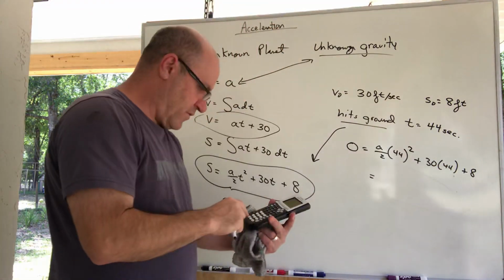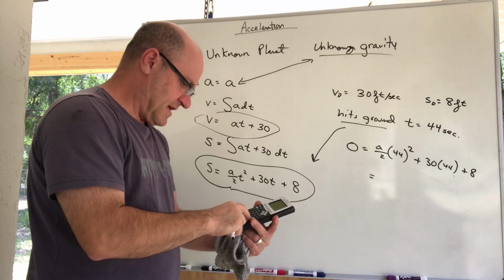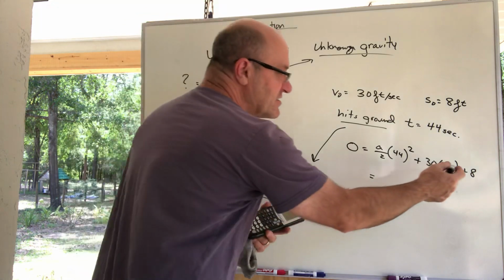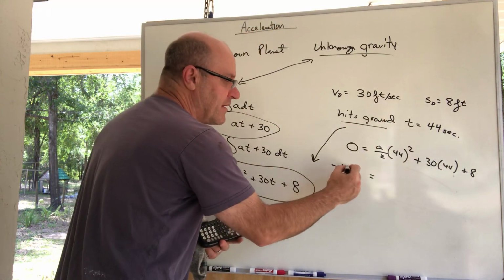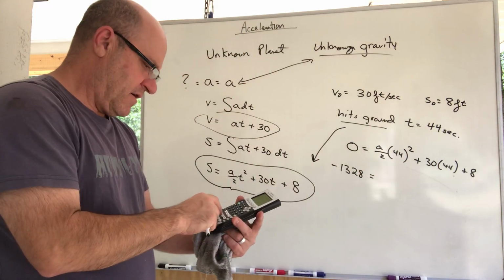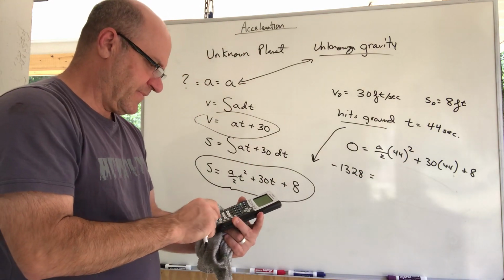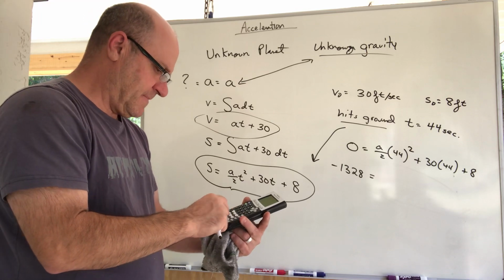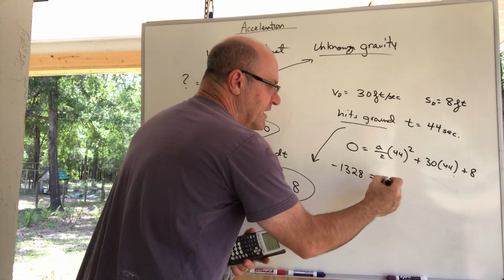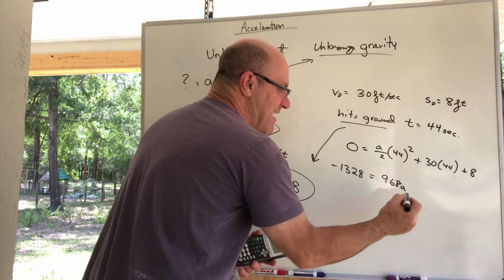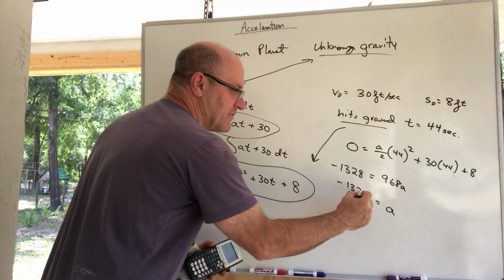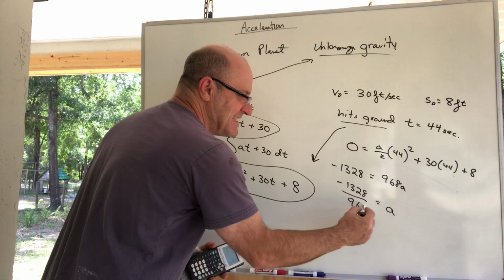30 times 44 is 1320, plus that 8 is 1328. I think I'm going to move that over here. It'll be a negative 1328. 44 squared divided by 2 is 968, so 968a. Well, all I got to do is divide to get a. Here it is. A is negative 1328 over 968.